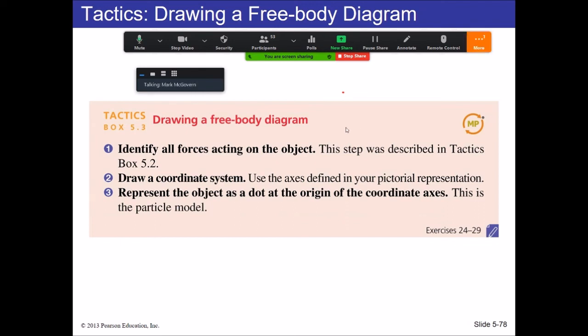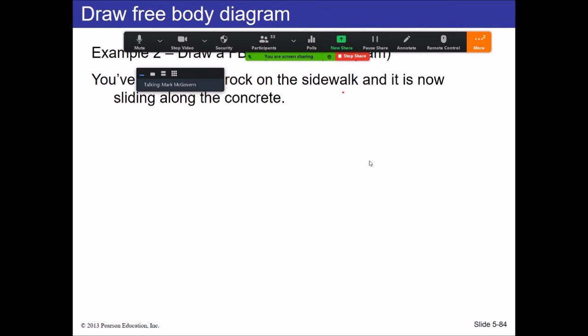All right, so the next step after we draw a force identification diagram is now we can draw a free body diagram. You have to first identify all the forces that act on the object. You must draw a coordinate system with axes labeled, and then you draw your force vectors on the coordinate system. That's how you draw a free body diagram. Let me show you some examples of that.